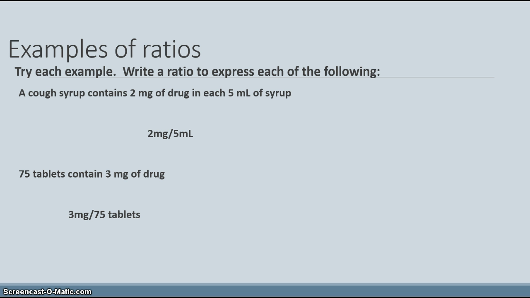You can write a ratio to express each of the following. So if the example problem said a cough syrup contains 2 milligrams of drug in each 5 ml of syrup, you can write 2 milligrams over 5 ml, or you can write 5 ml over 2 milligrams, or 5 ml to 2 milligrams, or 2 milligrams to 5 ml. Those are 4 ways that you can write a ratio.